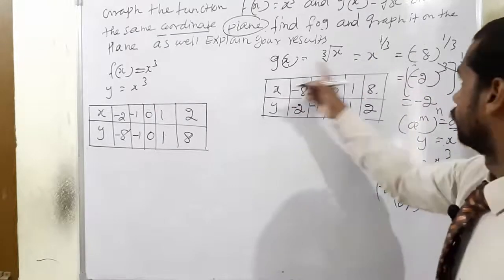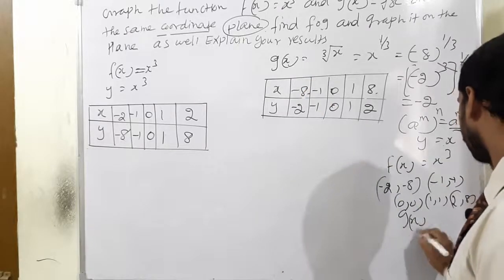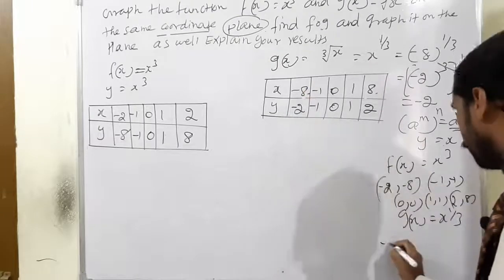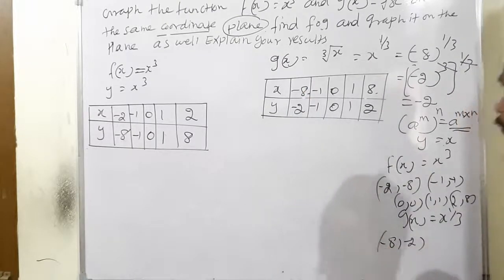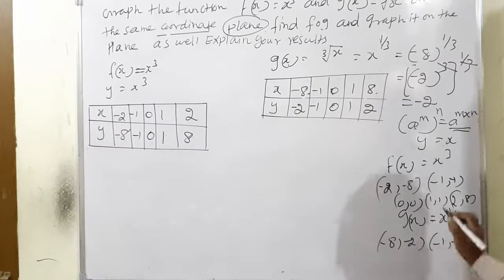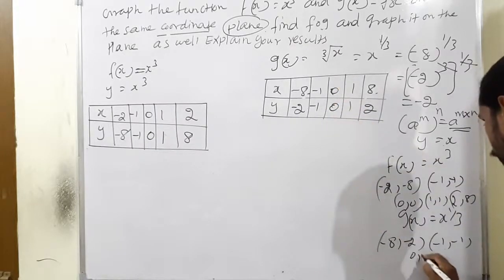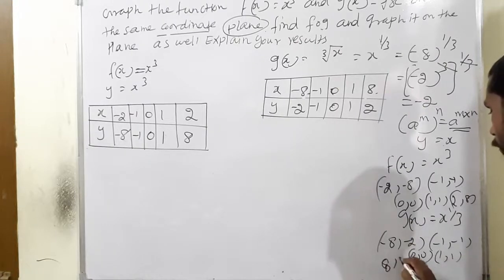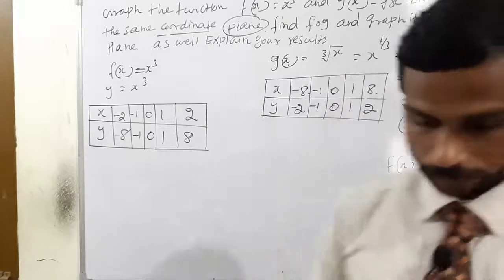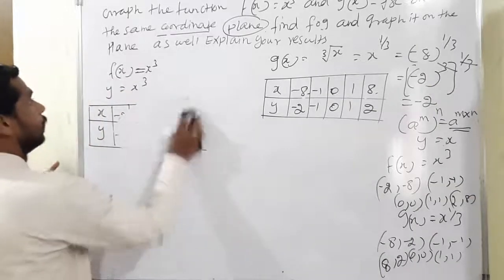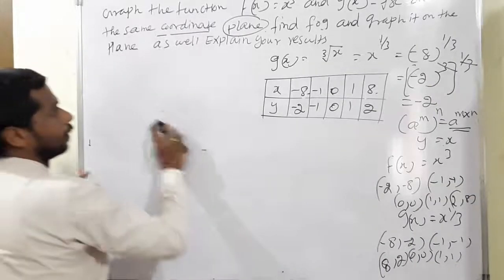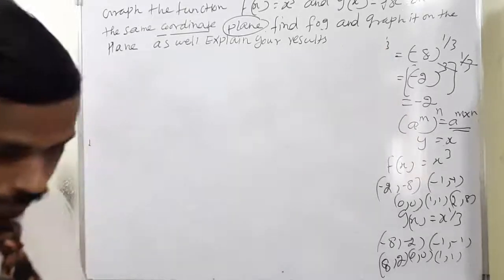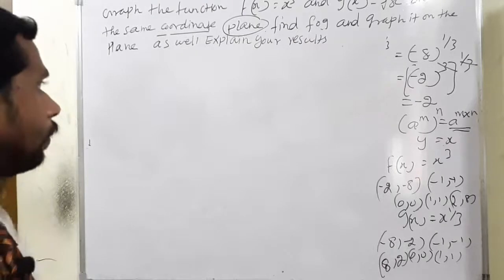Next, g of x is equal to x to the power 1 by 3. What are the points there? Minus 8 comma minus 2, minus 1 comma minus 1, then 0 comma 0, then 1 comma 1, and finally 8 comma 2. I need the space here because we have to make the graph, no?